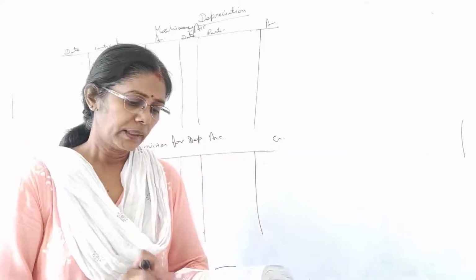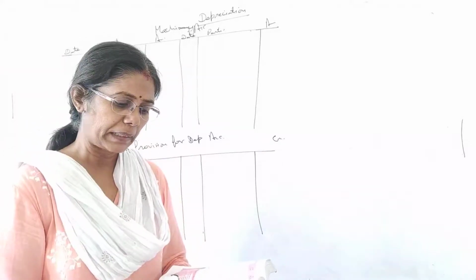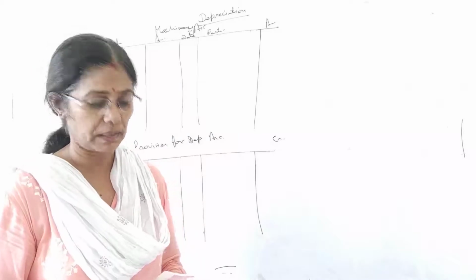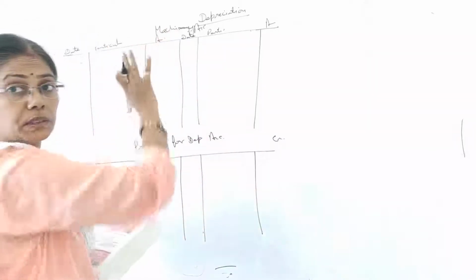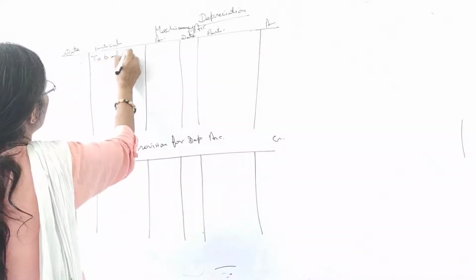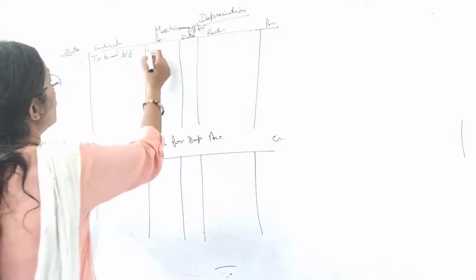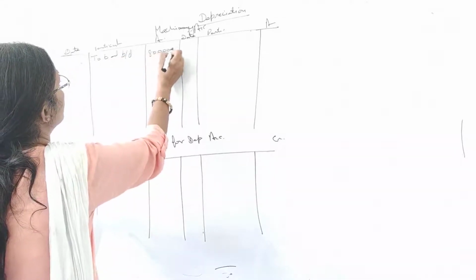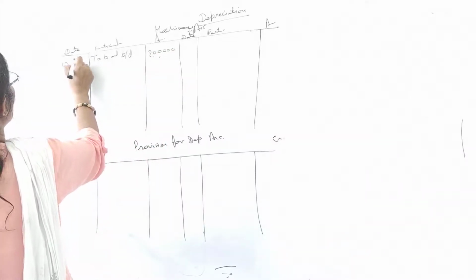Now it's telling that the machinery account as on 1st January 2014 contains the balance of rupees 8 lakh. So assets have debit balances. Let's move to the debit side of the machinery account. As we have the balances, we will write to balance brought down and the amount is 8 lakh, 1st January 2014.